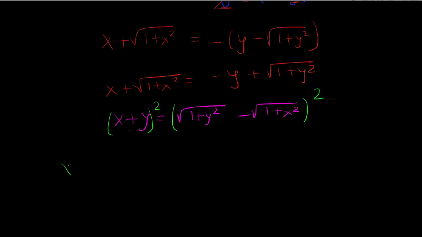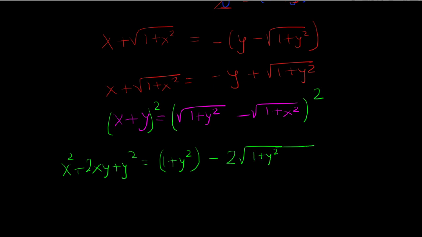So I get x squared plus 2xy plus y squared. And then we'll have the square root of 1 plus y squared squared, which the square root will go away. And then minus 2 times the square root of 1 plus y squared times the square root of 1 plus x squared. And then the square root of 1 plus x squared squared, which the square root will just go away.